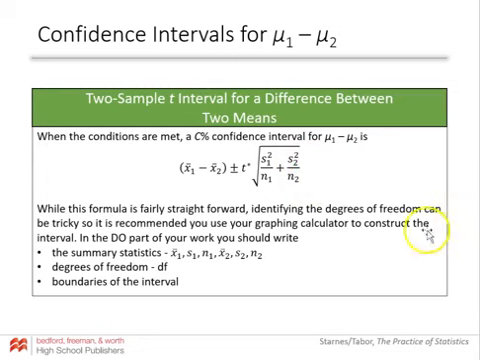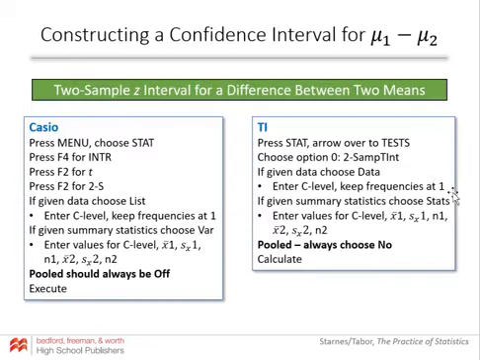Degrees of freedom in this case, because we're using a t-star and because we have two different samples, can get a little tricky. So my suggestion is just use your calculator, okay? I'll show you the steps for it. It's going to be the two sample t interval, okay?